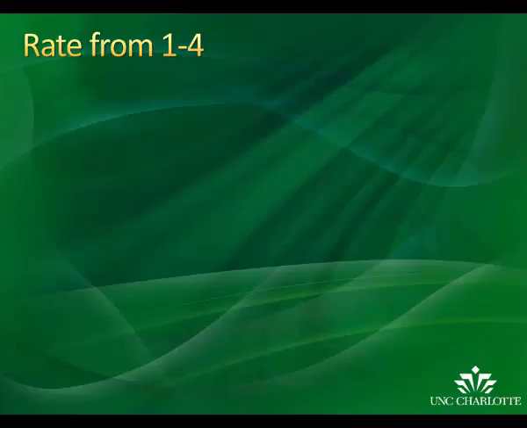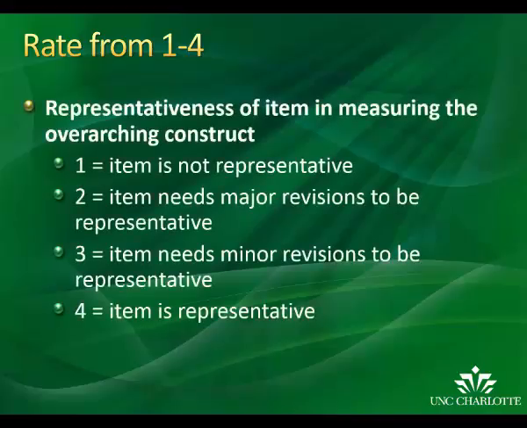The first thing to assess will be representativeness. Using a scale from 1 to 4, reviewers will rate the representativeness of each item in measuring the overarching construct. 1 means the item is not representative, 2 means it needs major revisions to be representative, 3, the item needs minor revisions, and 4, the item is representative.